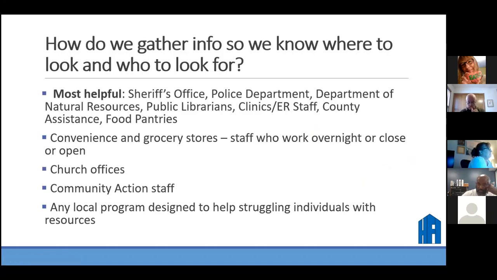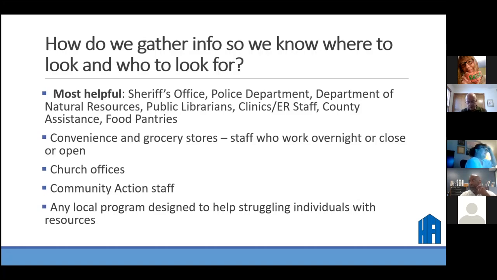How do we find out where to look and who to look for? Well, law enforcement is hugely helpful because guess what? In most communities, the sheriff's deputies and or police, depending on whether you're talking about rural or small towns or maybe the county seat, they're going to know if people are experiencing homelessness for any period of time. The Department of Natural Resources is going to be helpful in terms of the parks, if you've got county parks or state parks in your area.